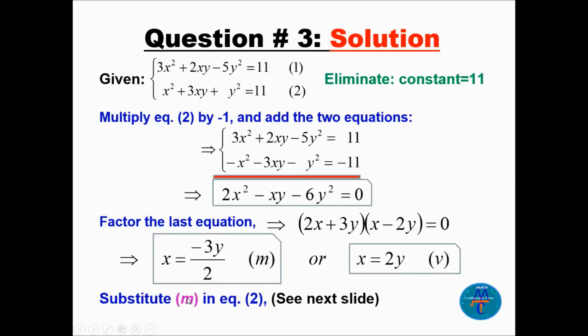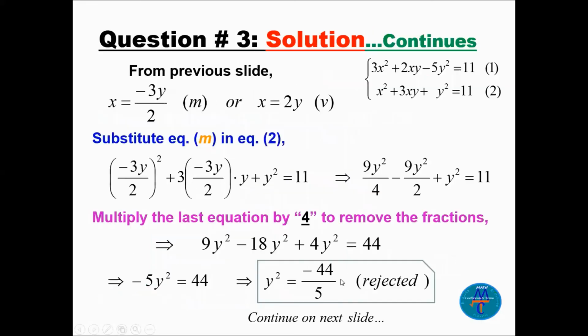So I take equation M first and replace it in equation 2. It's a little easier, and then I will see what will happen. Then I will take equation x equals 2y, equation V, and replace it again in equation 2, and we will see what will happen. You can try it yourself if you like. Let's see. So this is the system now because we need it. From the previous slide, I get equation M and equation V.